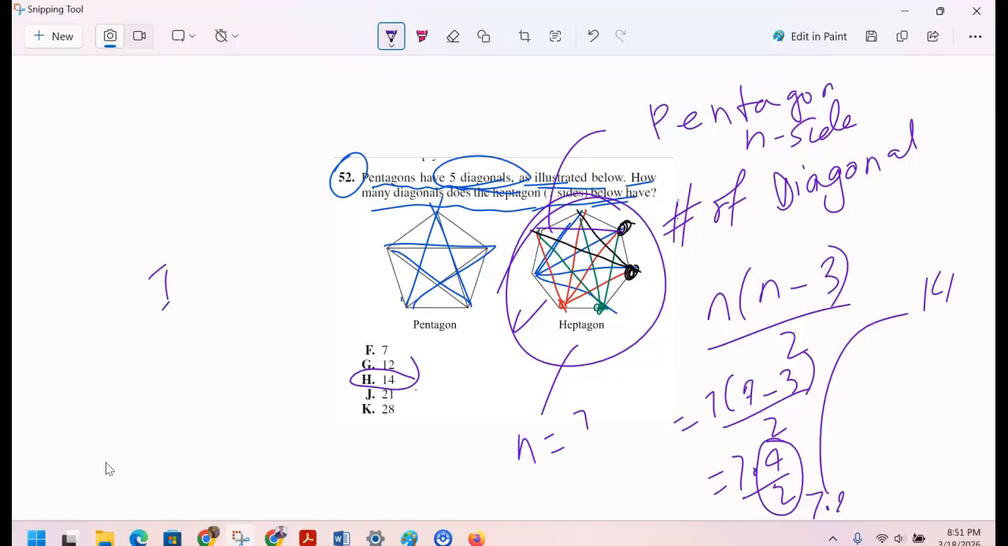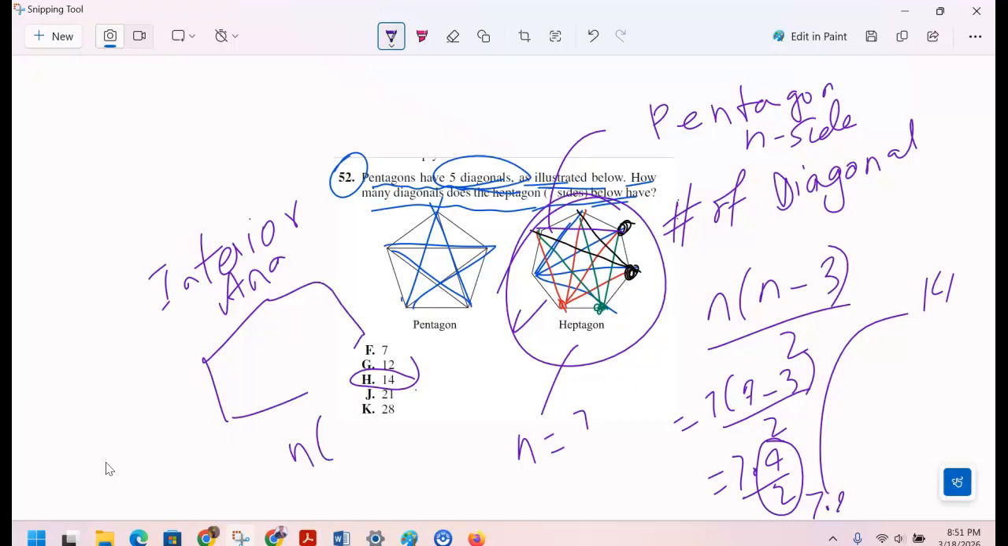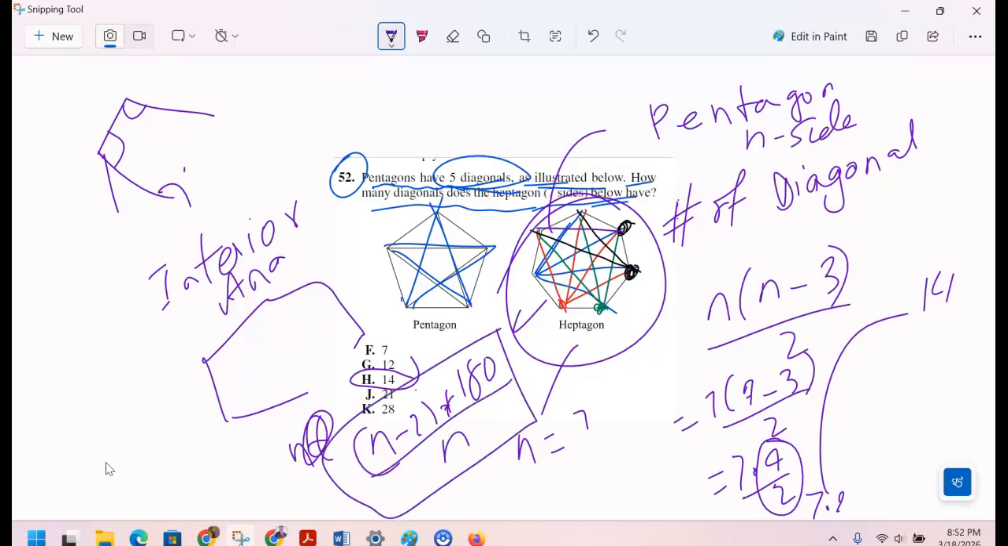Sometimes they ask what is the sum of the interior angles of an n-sided polygon, then it is n minus 2 times 180. But if they ask about a regular one, that means all of the angles are equal, then for each one you have to divide by n. So there are a lot of formulas to know. The top one is the total of the interior angles of a polygon. But if you divide by n, it is each of those.